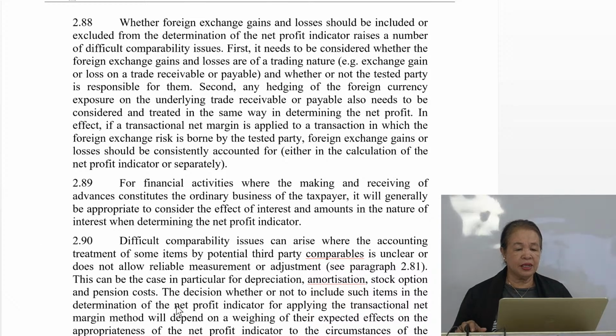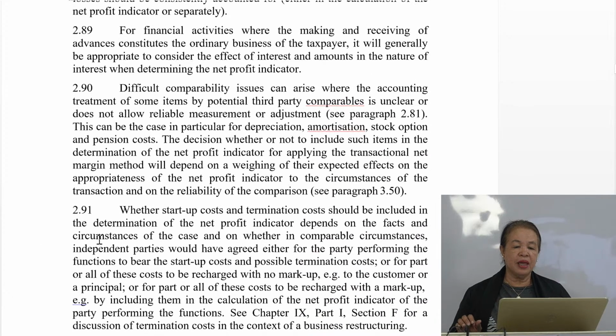So for financial activities where the making and receiving of advances constitutes the ordinary business of the taxpayer, it will generally be appropriate to consider the effect of interest and amounts in the nature of interest when determining the net profit indicator. Because in financial activities, the regular activity is financing, and therefore the ordinary income is interest.